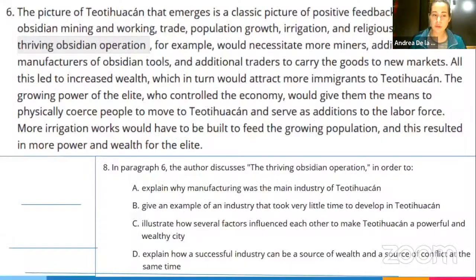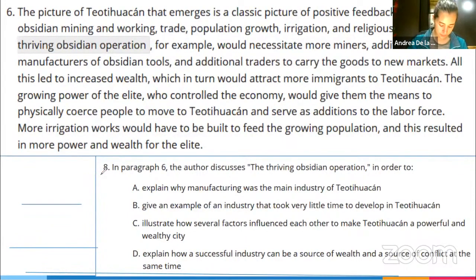We're going to answer this question, question number 8, okay? All right, could anyone please read the question? In paragraph 6, the author discusses the thriving of Syrian operation in order to. Okay, thanks, Valentina. So in paragraph 6, the author discusses the thriving of Syrian operation in order to.